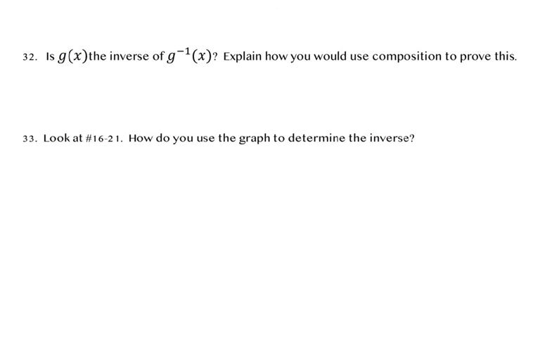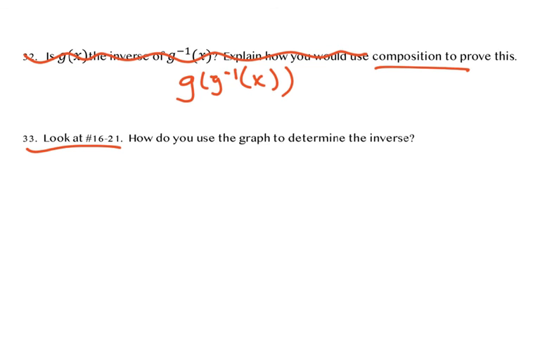On the last couple questions, I think I misplaced these. So we've already talked about this and how you would use composition to prove it. You would just do g of g negative 1 of x, and we've already done that. So that's fine. And then we already talked about this part when we first did the graph on that part. So we don't have to worry about that.